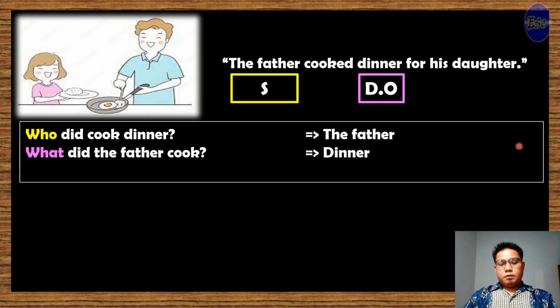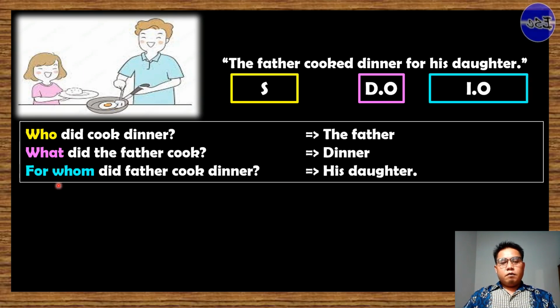While, for whom did father cook dinner? The answer is for his daughter. So his daughter here is the indirect object.